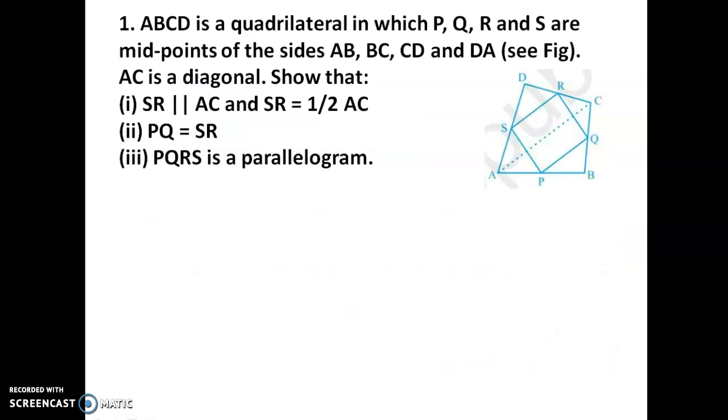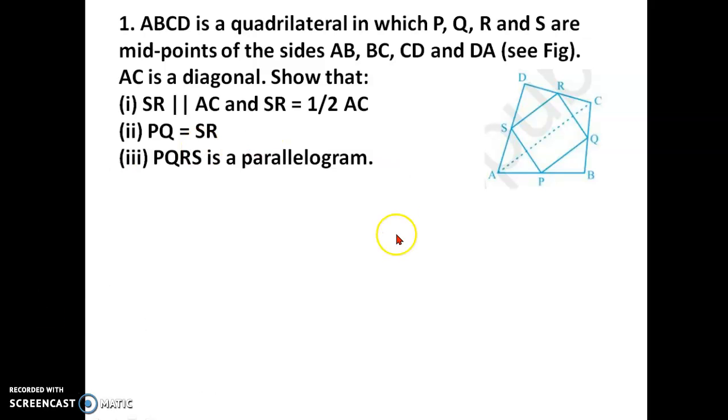First problem: ABCD is a quadrilateral in which P, Q, R and S are midpoints of the sides AB, BC, CD and DA. AC is a diagonal. We have to show that SR is parallel to AC and SR equals half of AC. Then PQ equals SR, and PQRS is a parallelogram. So we have to show all these three things.